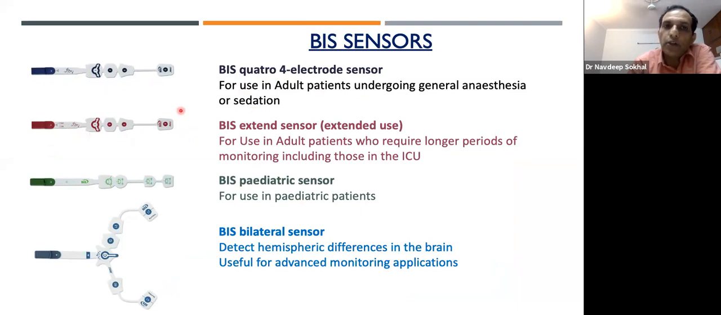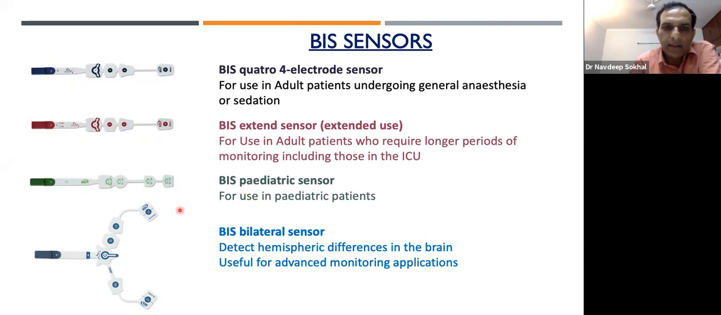Besides that, when you use BIS for an extended period, like in ICU, when you are monitoring sedation continuously for say 2-3 days, there are different kinds of sensors. BIS extend sensors are similar sensors, but they can be used for a longer period of time. Then for pediatric use, you have got pediatric sensors. Sometimes you may find there are only 3 electrodes over it. Here in this, you can see 4 electrodes.